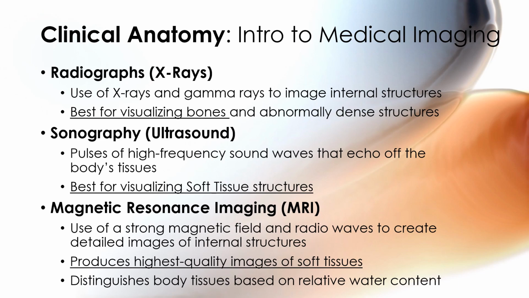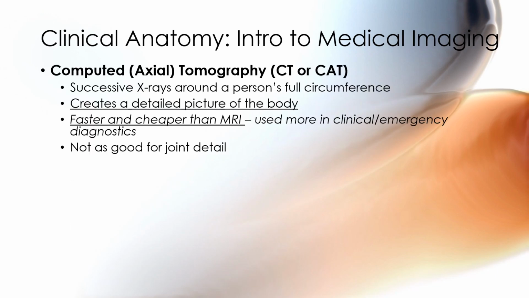So if you need to have a surgery on something, usually they'll want an MRI before, so what happens is it creates a very, very good image of soft tissue. And it distinguishes those body tissues relative to the water content of the tissue. And it uses a magnetic field and radio waves to get these very high quality images.